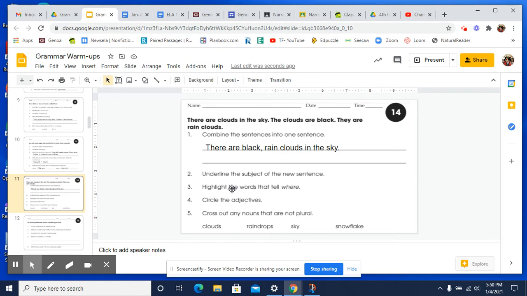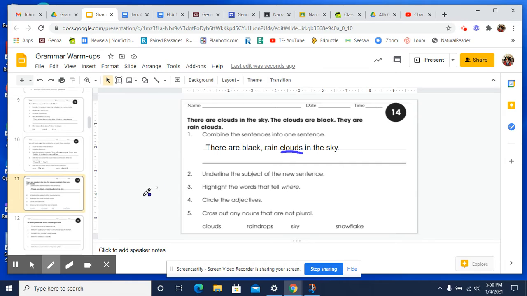Okay. So number two says underline the subject of the new sentence. Well, what is our subject? Remember, a subject is who or what the sentence is about. Well, who or what is this sentence about? If we're doing the simple subject, we just talked about what this simple subject is when we tried to find the common link between all of them. Well, what we're talking about are clouds. So I'm just going to do the simple subject. So I am going to underline clouds.